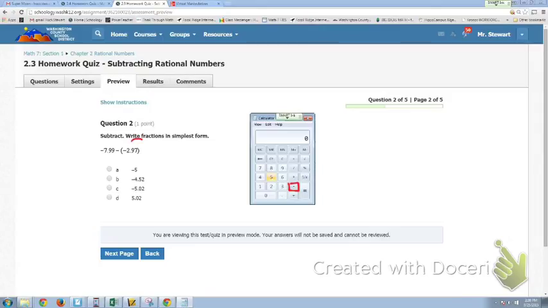But if you look at this carefully, again, here's the opposite of 2 and 97/100ths. And then you've got another negative out here, so this is similar to what happened last time. We're going to be working with a negative 7.99, and the opposite of 2.97 is a positive 2.97.